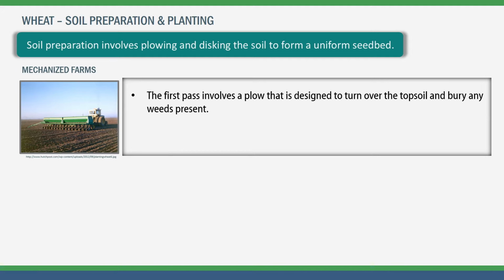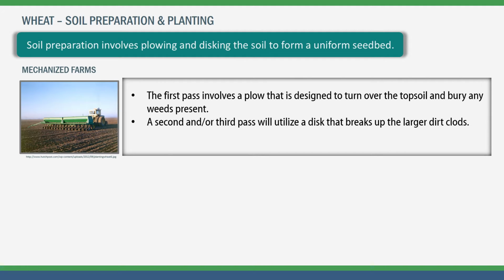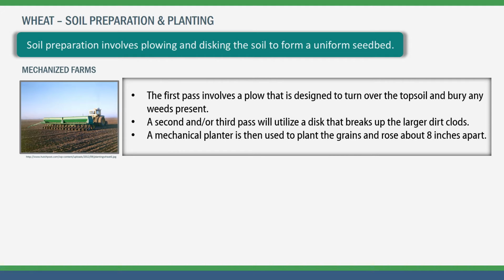weeds that are present. A second and or third pass will utilize a disc that breaks up the larger dirt clods. Occasionally an additional pass is needed using another disc implement that further reduces the size of any remaining dirt clods. A mechanical planter is then used to plant the grains in rows about 8 inches apart. As many as one seed every half inch can be planted in this manner.